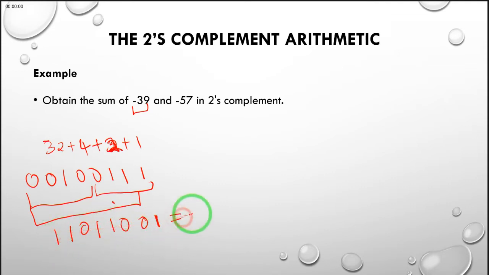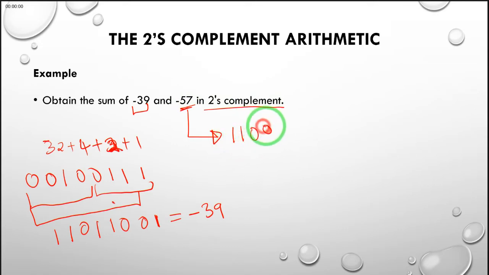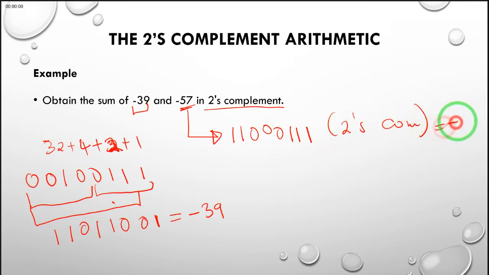So this is the minus 39 in 2's complement form, and then we can do the same for minus 57 in 2's complement. If you just follow the procedure that we have come up with, we know that it is going to be 1 1 0 0 0 1 1 1, and this one is the 2's complement form of minus 57. If you are now to do the summation, what we need to do is just add these two. So this is minus 57, and I bring this one here.